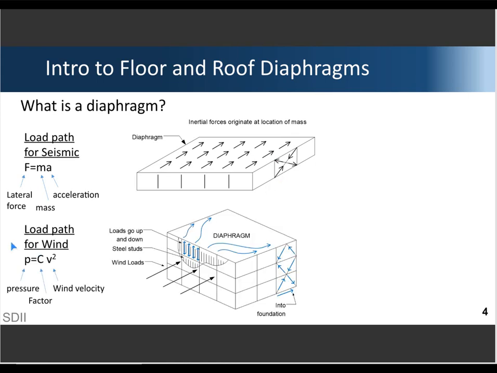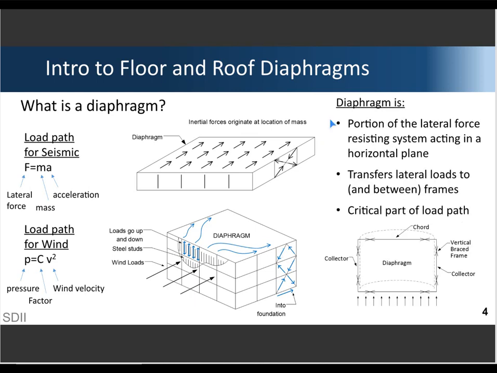Now, wind is just a slightly different load path in that we're thinking of pressures on the exterior faces of the building, which are proportional to some constant times the square of the wind velocity. Those pressures are applied to the faces of the buildings, and there's wall framing that spans that load up and down to the floors and the roof. Once the forces are in the floor and roof, the diaphragm action is the same. The lateral loads are transferred to the vertical frames.